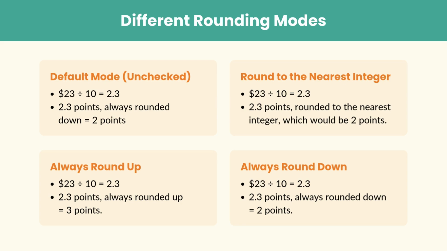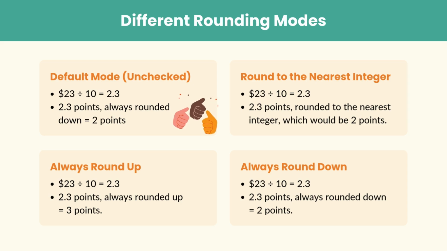The first one is the default mode, which is the unchecked box. In this mode, the result is always rounded down to the nearest whole number. So for example, 2.3 points will be rounded down to 2 points. The next one is round to the nearest integer. In this mode, the result is rounded to the nearest whole number based on standard rounding rules. Since 2.3 is closer to 2 points, it will be rounded down to 2 points.